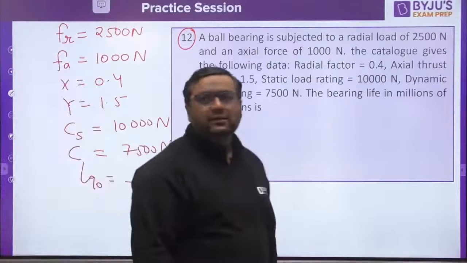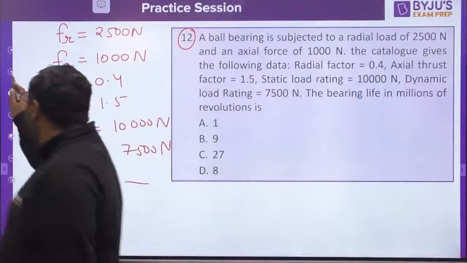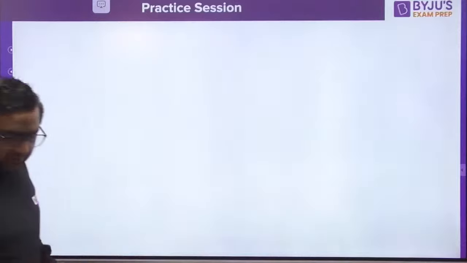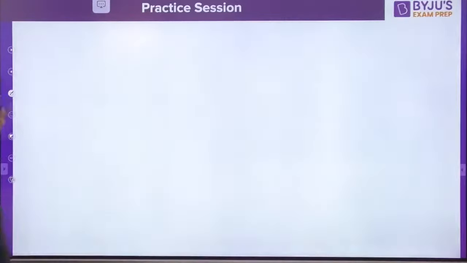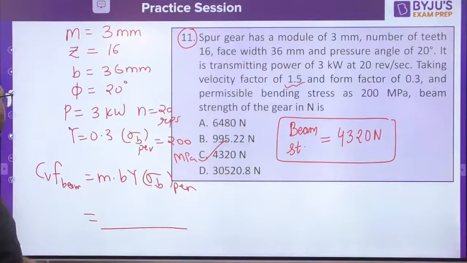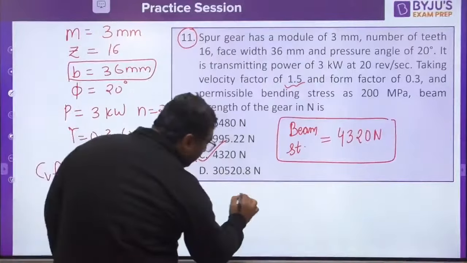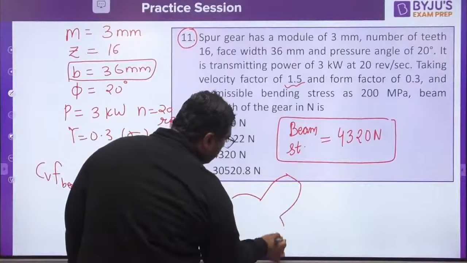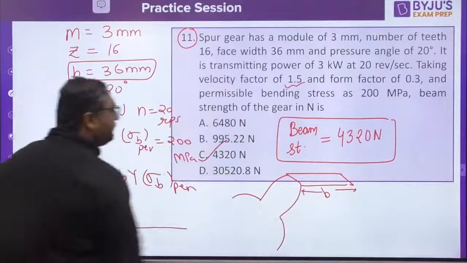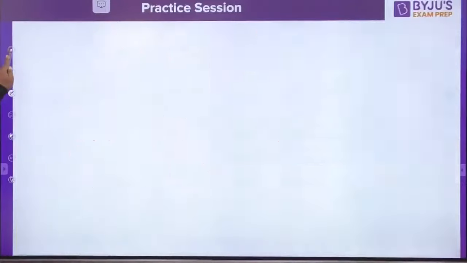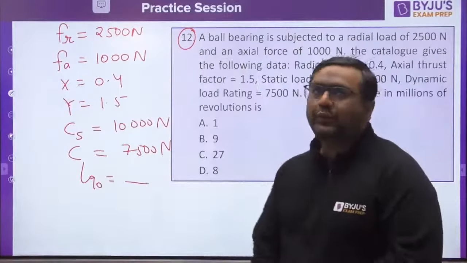Wonderful question, guys. B is the width, dear. B is the face width in the previous question. If you see, B is the face width. If you have this as gear teeth, so this is B actually. Is it clear, guys? Yes.